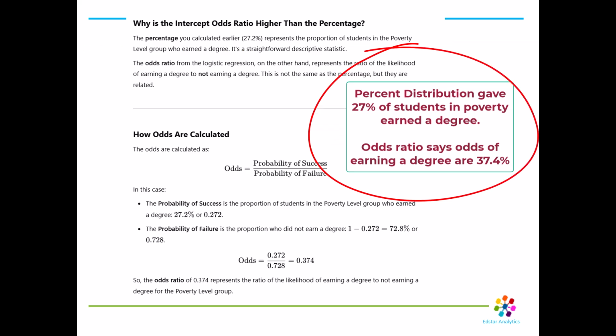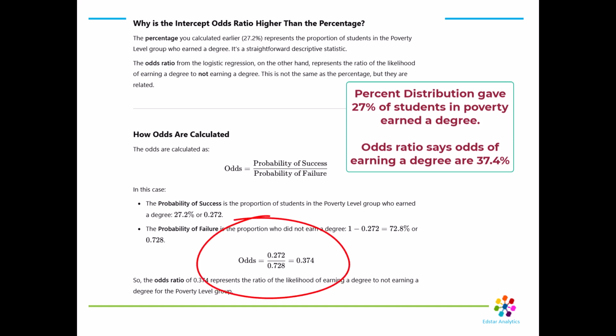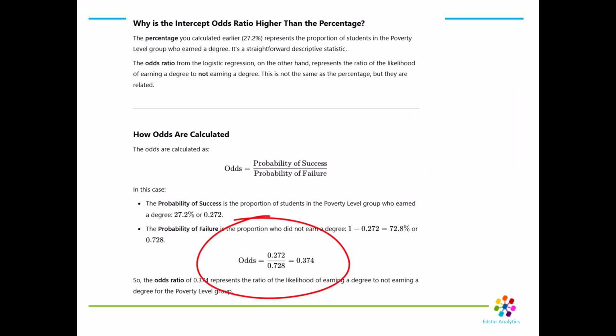Now, some of you are probably asking, why is the percent distribution of students in poverty who get a degree different from the odds ratio? The odds ratio is the probability of success over the probability of failure. So it's computed from the probability of success. You can see there in the formula.